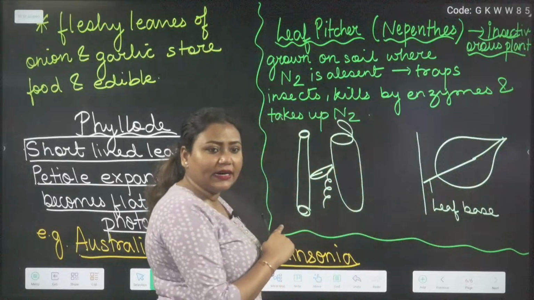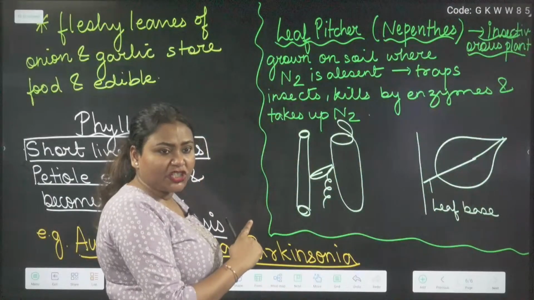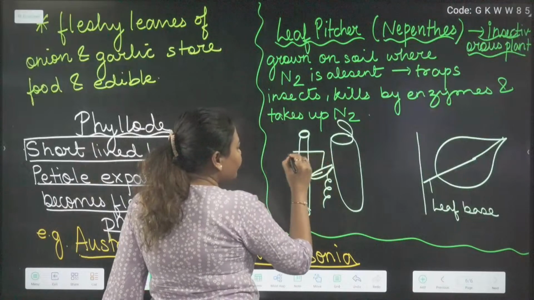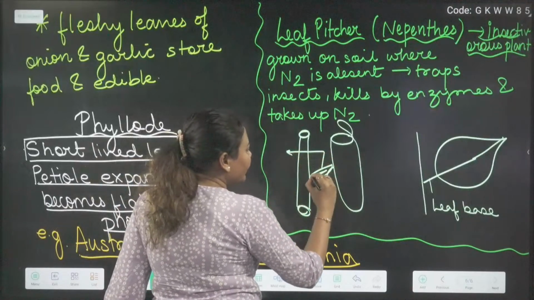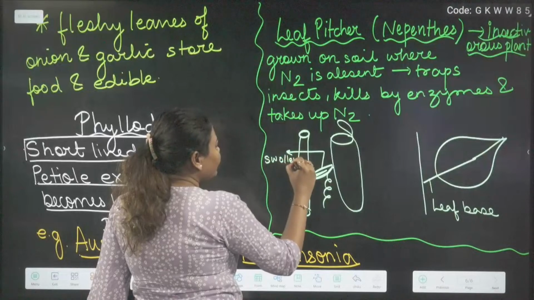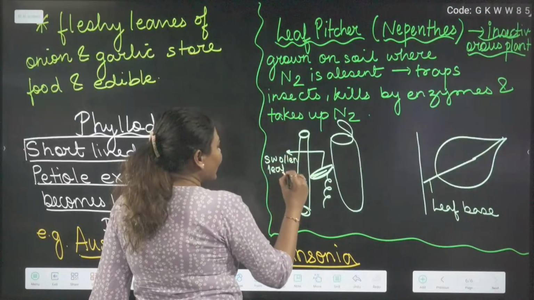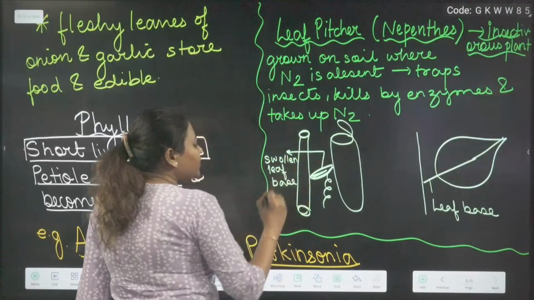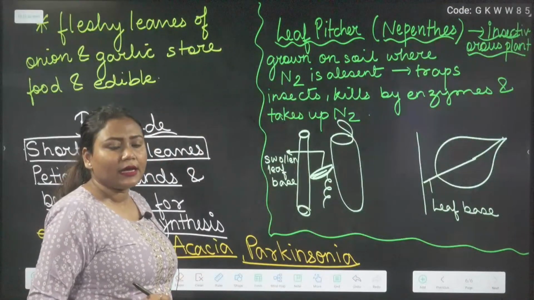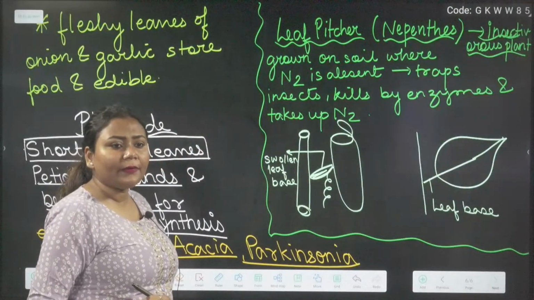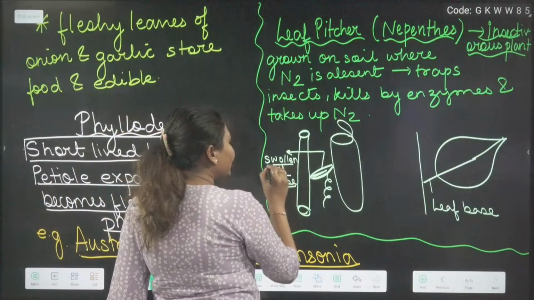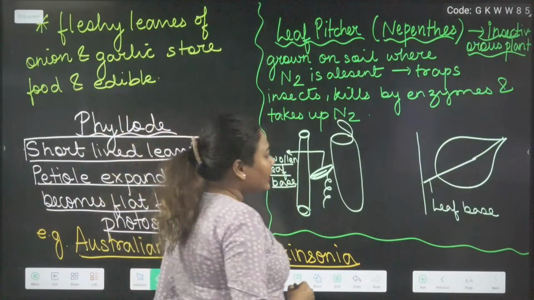So over here, in the pitcher plant, this is your leaf base, but it is swollen. In pitcher plant, this is your swollen leaf base. Okay? Now what is this?